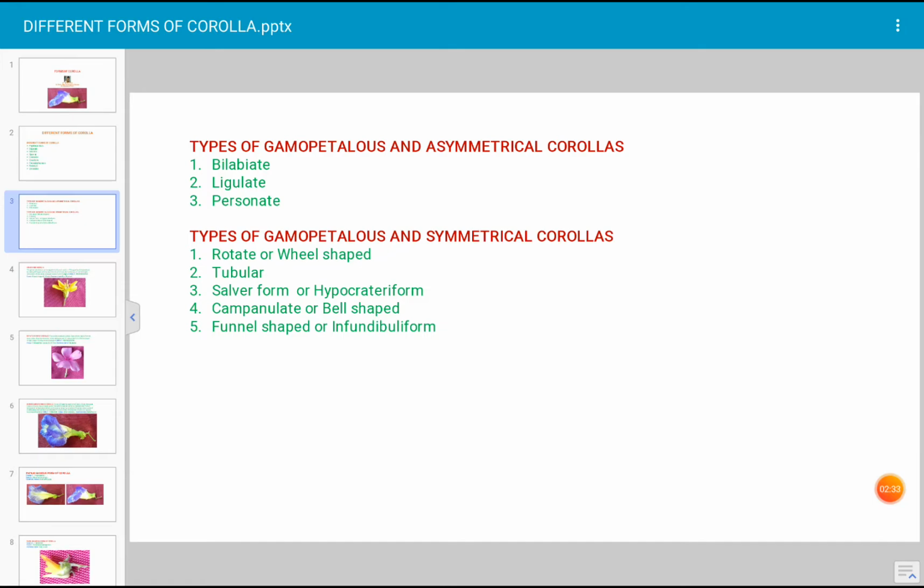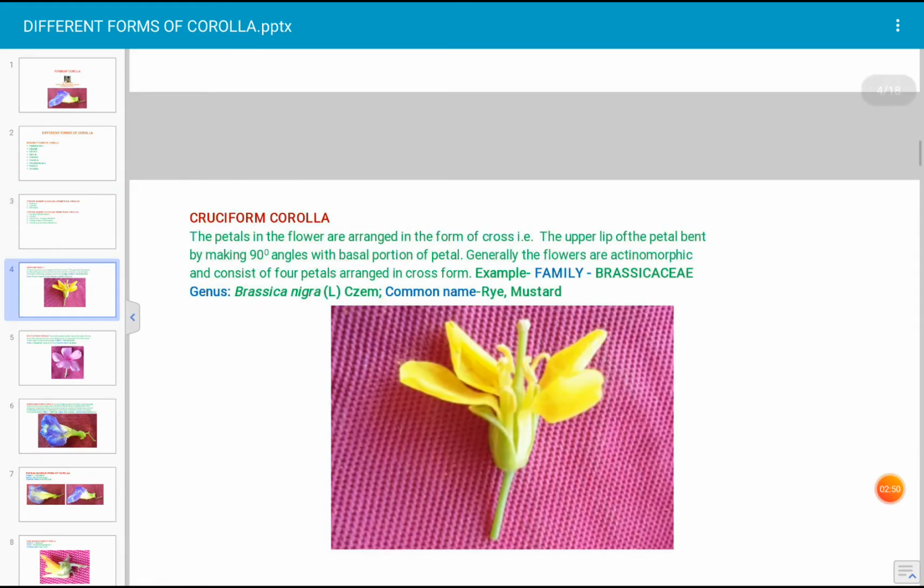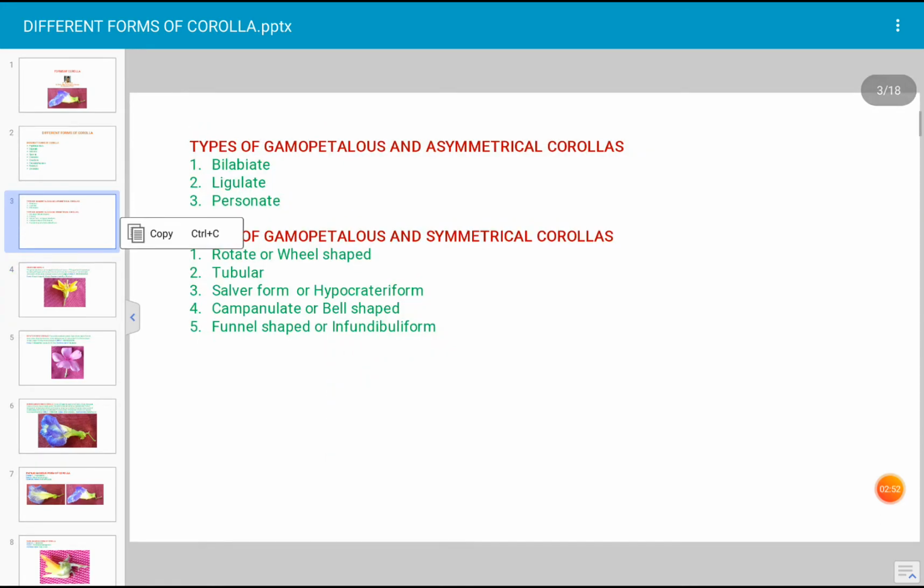One more form of corolla is very common, that is bell-shaped corolla. It is also known as campanulate corolla. One more form of corolla is funnel-shaped. It resembles the funnel of a chemistry laboratory. That funnel-shaped corolla is also called infundibuliform corolla.